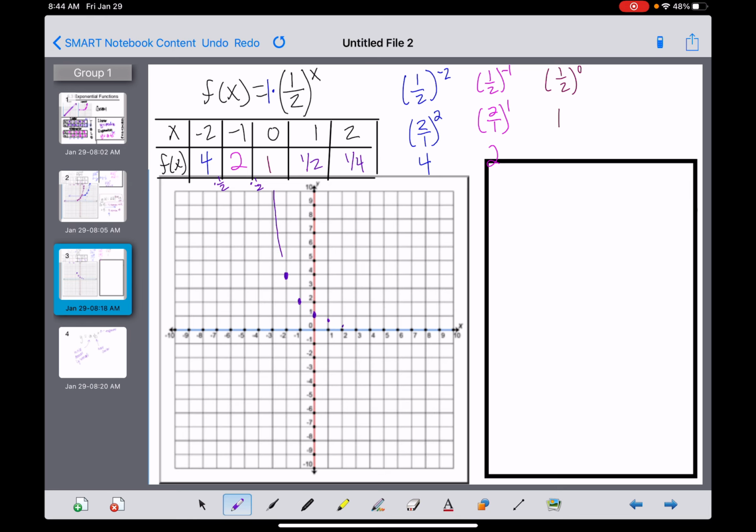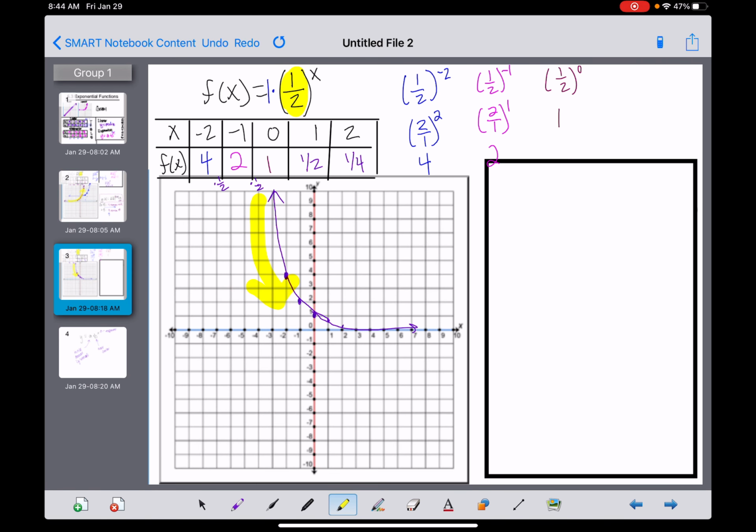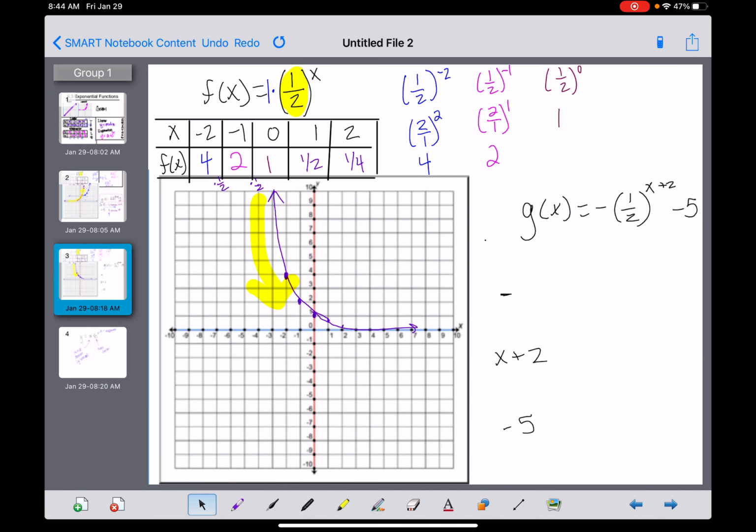Okay, notice that when I have a factor that is a fraction between 0 and 1, it actually turns our exponential function to the other side. So we're actually decreasing. This is different than our function before, where I had a factor that was greater than 1, and it was an increasing function. So what is that going to look like if I make a few changes?